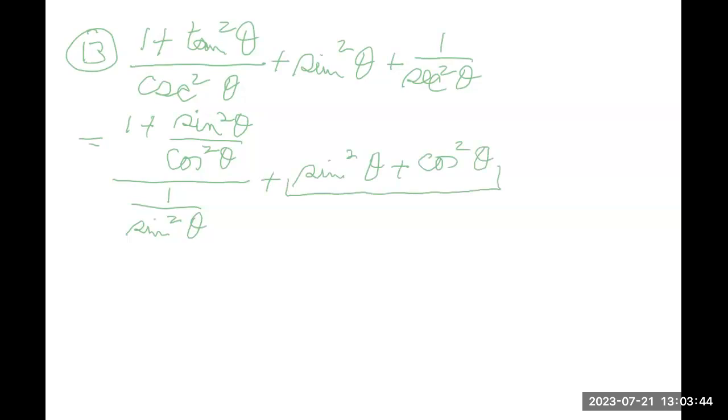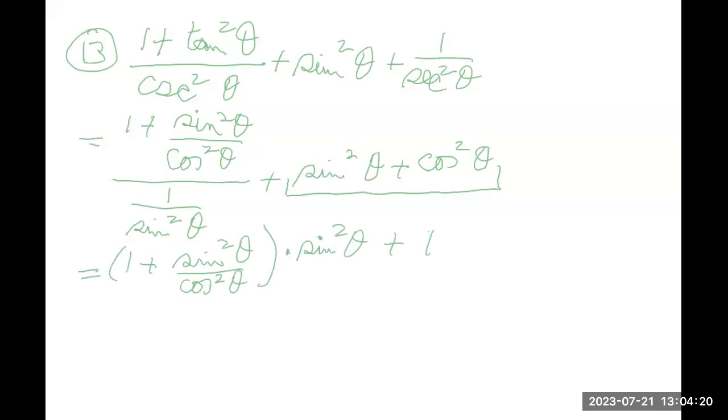And if I convert this division in the first term into a multiplication, by taking the reciprocal of 1 over sine squared theta, it becomes 1 plus sine squared theta over cosine squared theta times sine squared theta. Plus, we have a 1 from sine squared theta plus cosine squared theta.